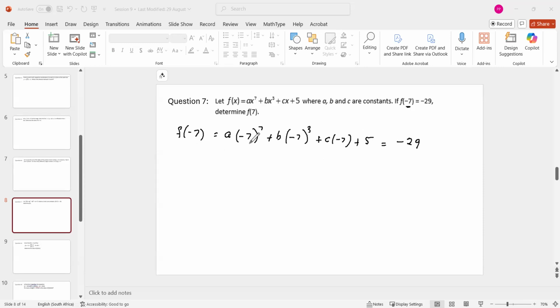Okay. Now let's just simplify this. Okay, let's do f of 7. F of 7 is a times 7 to the 7, plus b times 7 cubed, plus c times 7 plus 5. I'm putting 7 into that equation. So we need to work out what this is.